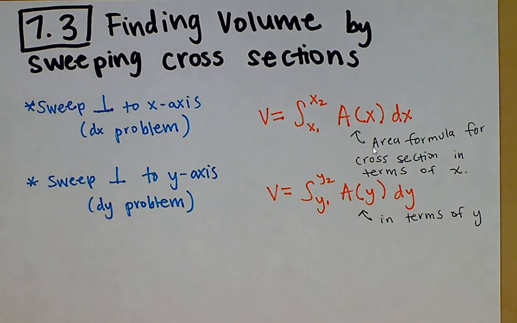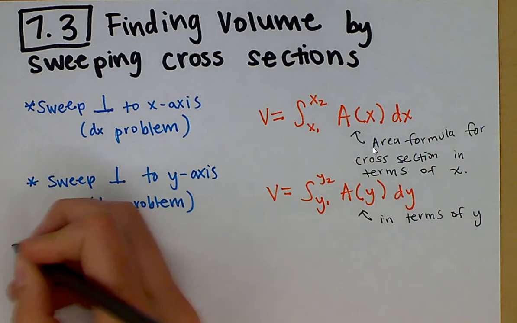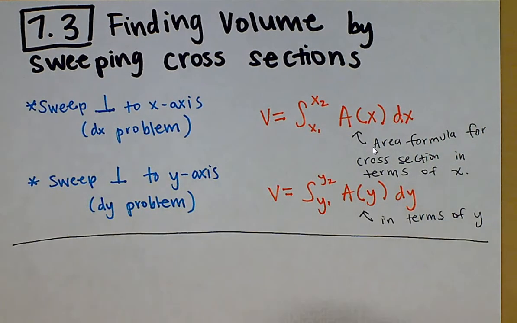Okay, so these are my general formulas that you can always go back to. We're always integrating the area, just as we were with the disks and the washers. It's just those were always circles, and now we're going to have different shapes too.